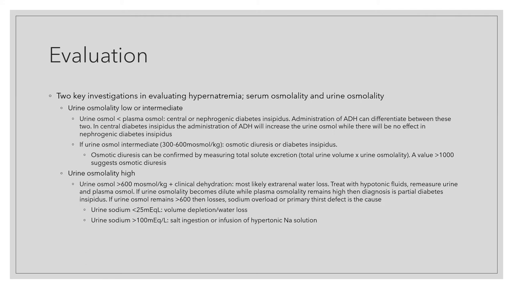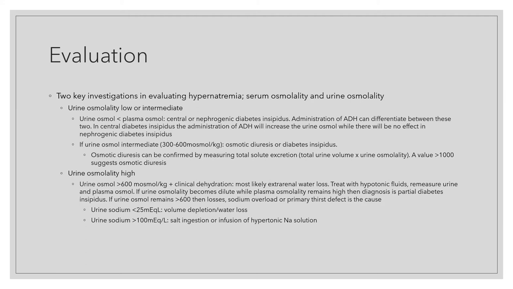To differentiate central and nephrogenic diabetes insipidus, you can do an ADH administration test. In central diabetes insipidus, the administration of ADH will increase the urine osmolality. However, in nephrogenic diabetes insipidus, there will be no effect, as the ADH levels in nephrogenic diabetes insipidus are preserved and they're not the issue. It is rather the kidney's response to the ADH.